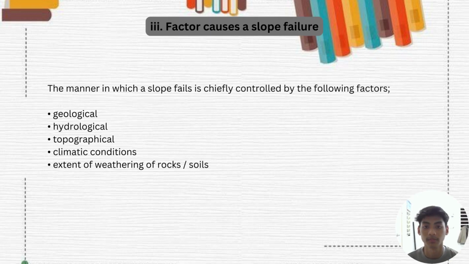Hi, my name is Muhammad Nazmi Reza, and I will explain about factors that cause slope failure. The manner in which a slope fails is chiefly controlled by the following factors. The first one is geological. Next, hydrological, topographical, climatic conditions, and the last one is extent of weathering of rocks or soils.